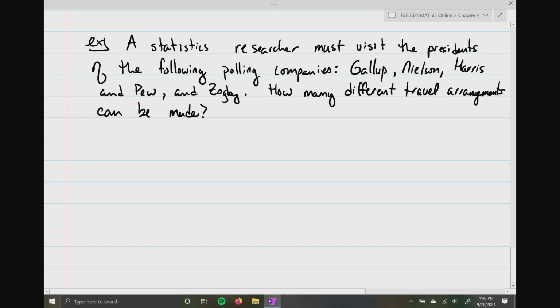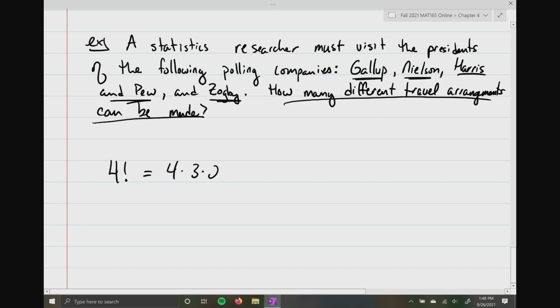Anyways, the question here is how many different traveling arrangements can be made? So if you think about this, once this researcher visits Gallup, they no longer have to go to Gallup. And once this researcher goes to Nielsen, they no longer have to go to Nielsen. So the number of ways that this can actually occur is just going to be counting up the different polling companies. So we have Gallup, which is 1, Nielsen 2, Harrison Pugh is 3, and then Zogby, which is 4. So this is going to be just 4 factorial, which is 4 times 3 times 2 times 1, or 24 different ways.